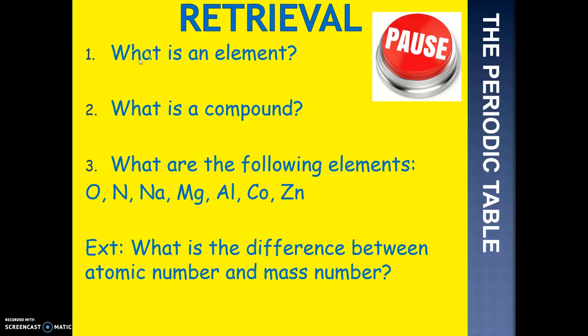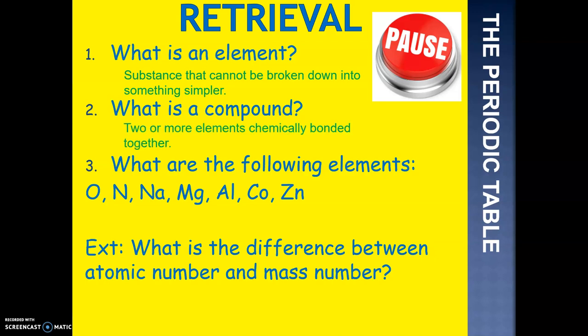Okay, so question 1 simply asks, what is an element? Hopefully you got that an element is a substance that cannot be broken down into something simpler, and it can also be found on the periodic table. Okay, what is a compound? Simply 2 or more elements chemically bonded together, they're joined together. So 2 or more different elements that are chemically bonded together.